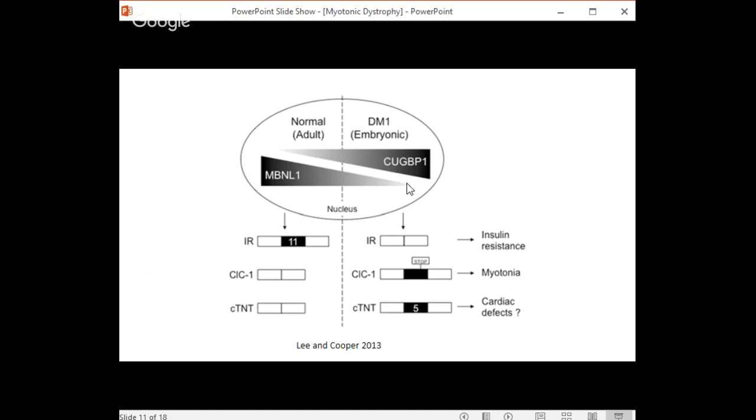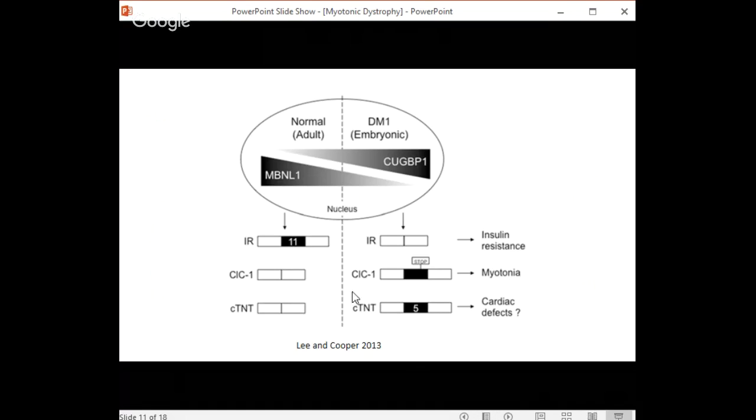So if CUG-BP1 is now free, it gives a different alternative transcript to this IR gene. Now it doesn't have exon 11. And without this exon 11, this leads to insulin resistance in some patients. So something like type 2 diabetes is now more prevalent in these people. And that's a whole other story.